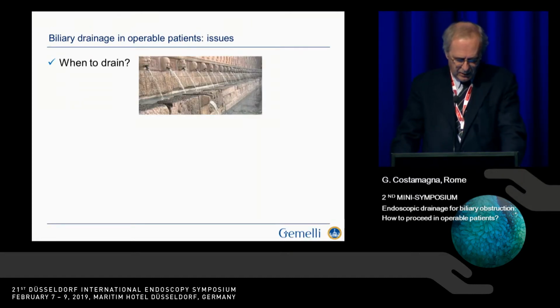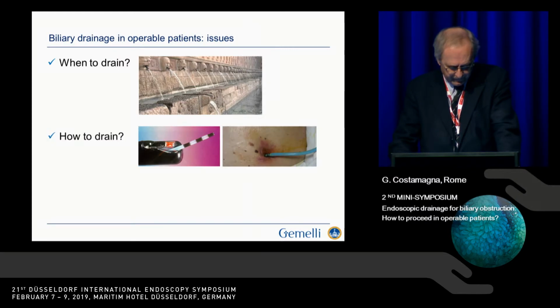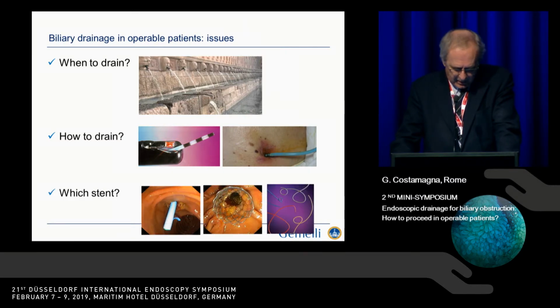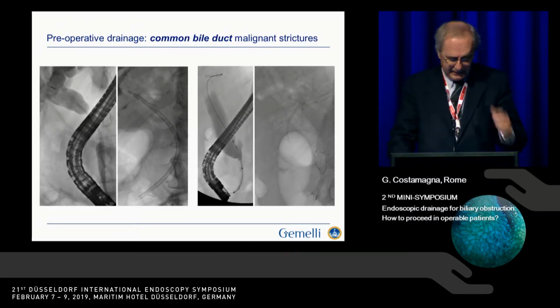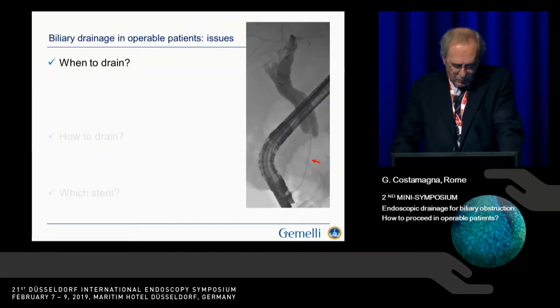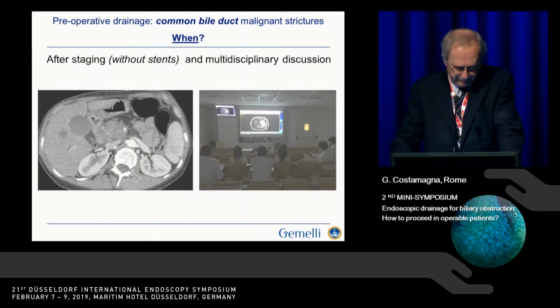Which are the issues? When to drain, first of all; how to drain, endoscopically or percutaneously or under US guidance; and which stent or drainage to use. So concerning the lower part of the common bile duct, here you see a plastic stent and a metal stent. When to drain? First question.